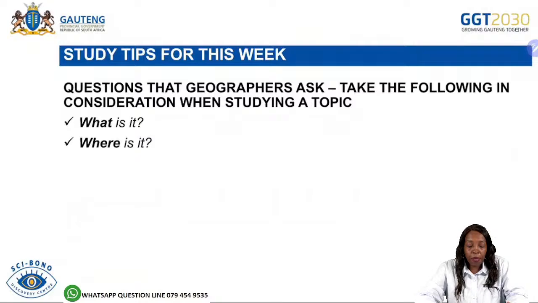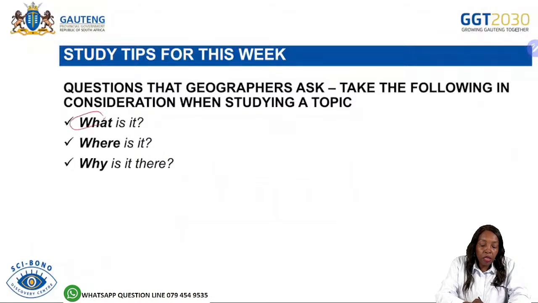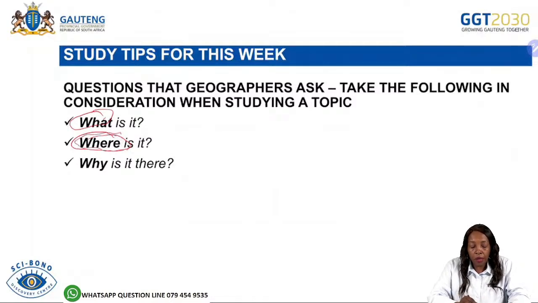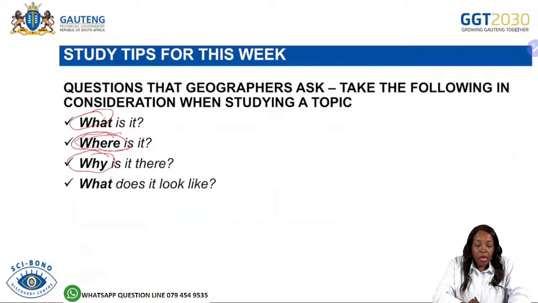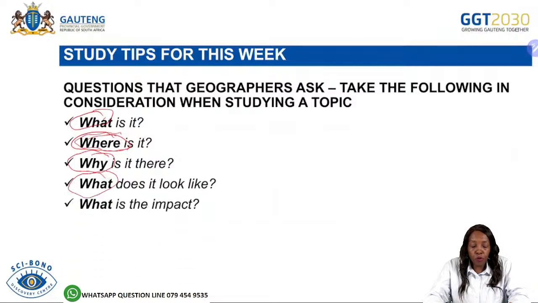We are also asking: what is it? Where is it? So these are your key questions. What is it? Where is it located? For each of these geographic aspects that we are going to look at, we want to know where it is located, and we also look into why it is located there. So we have to give reasons for why its location is there. And then we also look at what it looks like, so you'll be answering questions where you are describing.